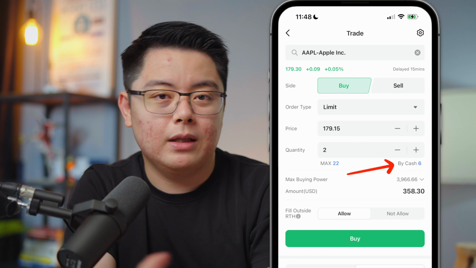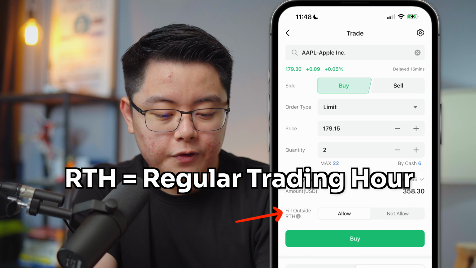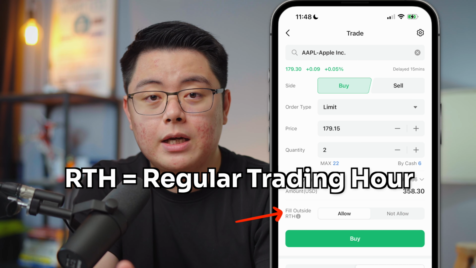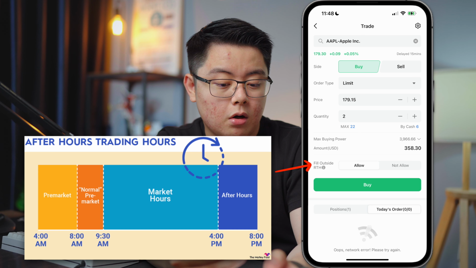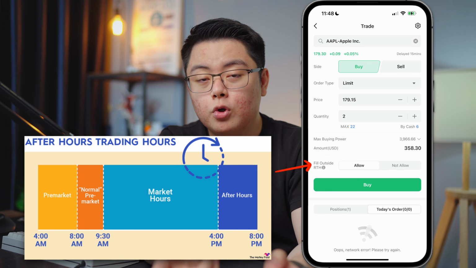Try not to exceed the number if possible, to avoid taking out a margin loan. Fill outside RTH. This is basically asking you whether you want to allow this trade to match outside of the regular trading hours or not. Or in other words, pre-market and also post-market hours.